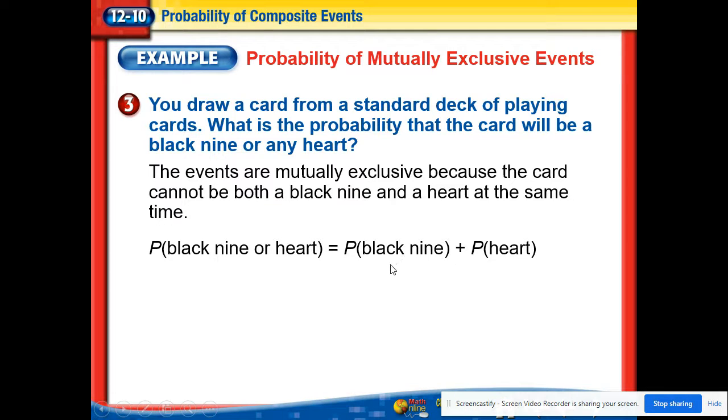Well, black 9, there's 2 of those. And the probability of hearts, there's 13 hearts. So it's 15 out of 52. So we just add those together and then put it over how many total. So be careful with that because we're only drawing one card. So there should only be one fraction. It is not a multiplication.